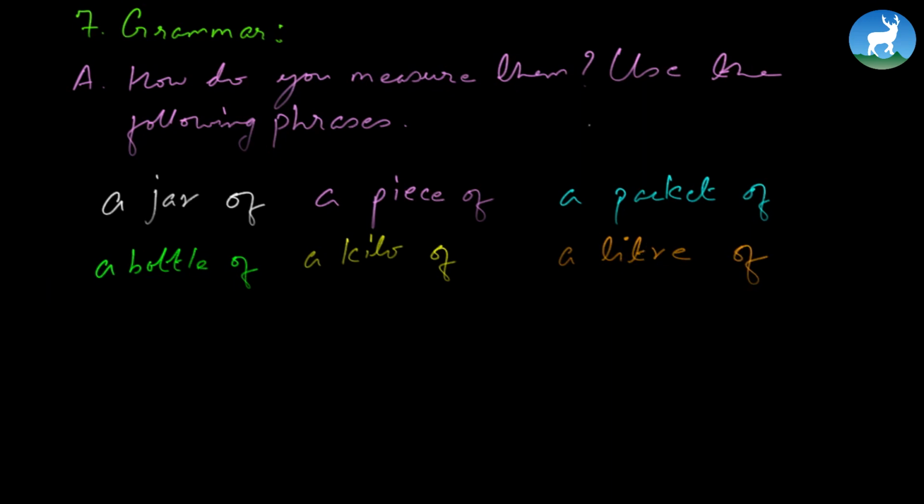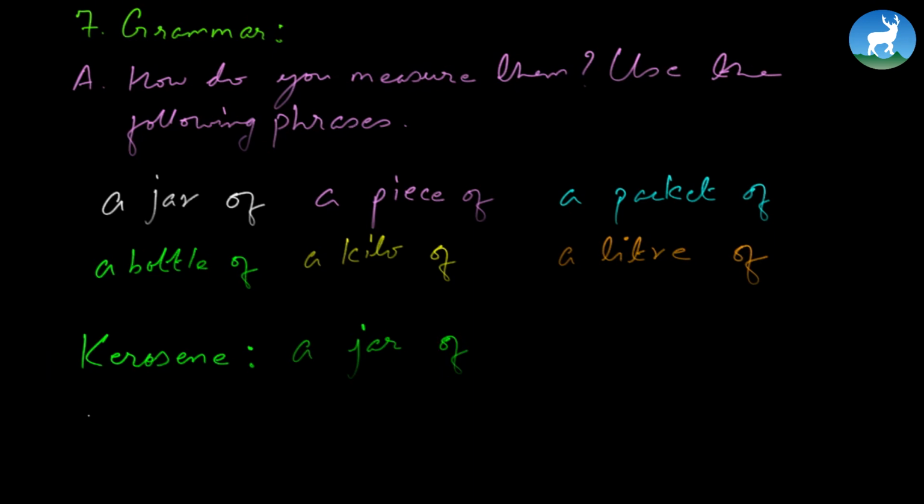Now if we take, for instance, kerosene, K-E-R-O-S-E-N-E, kerosene. How do you think we measure kerosene? Is it a jar of kerosene, a piece of kerosene, a packet of kerosene, a liter of kerosene, a kilo of kerosene, or a bottle of kerosene? So we go for a jar of kerosene. See, this is how it makes sense.